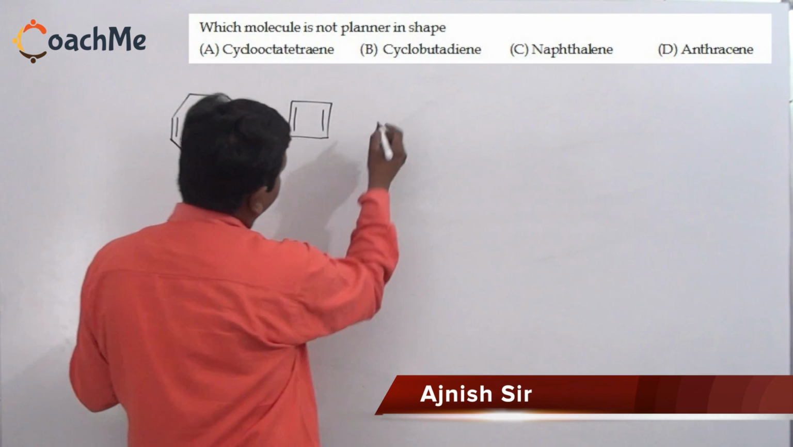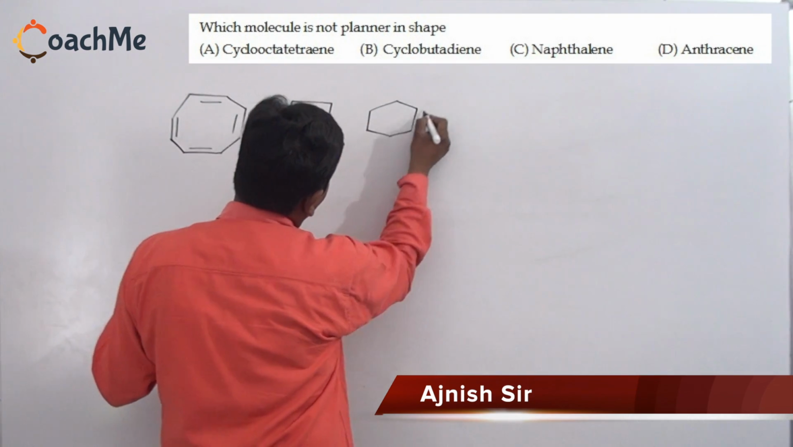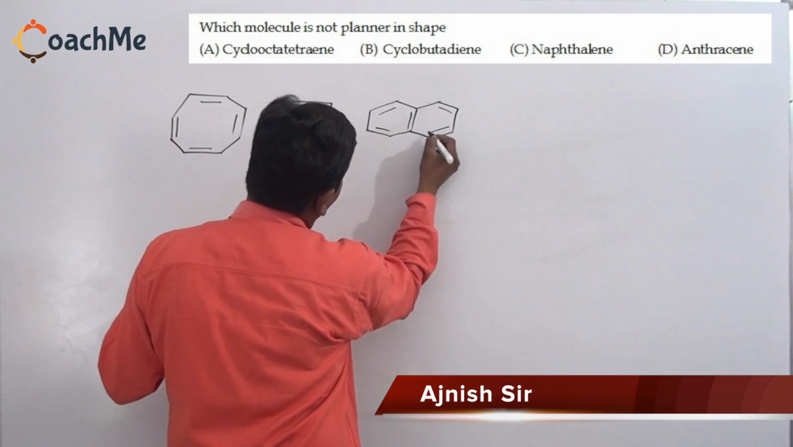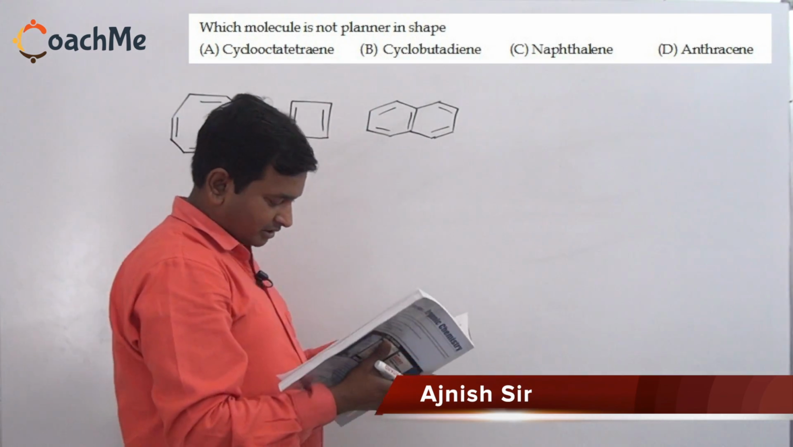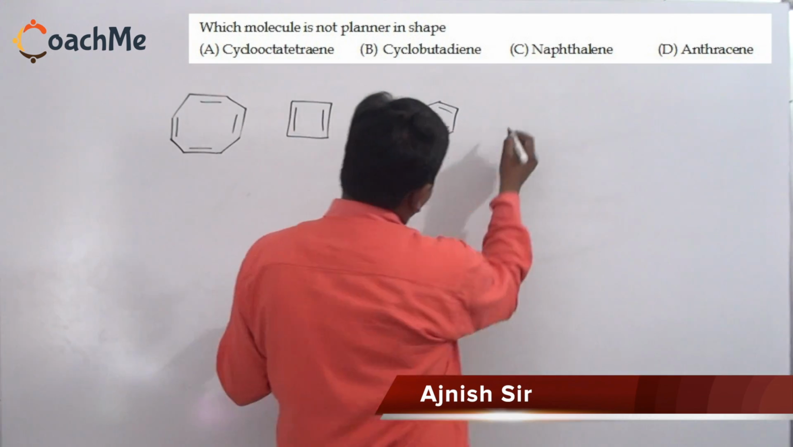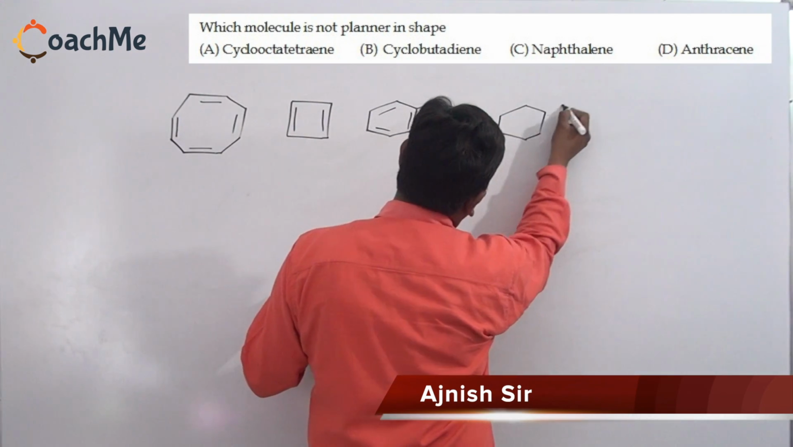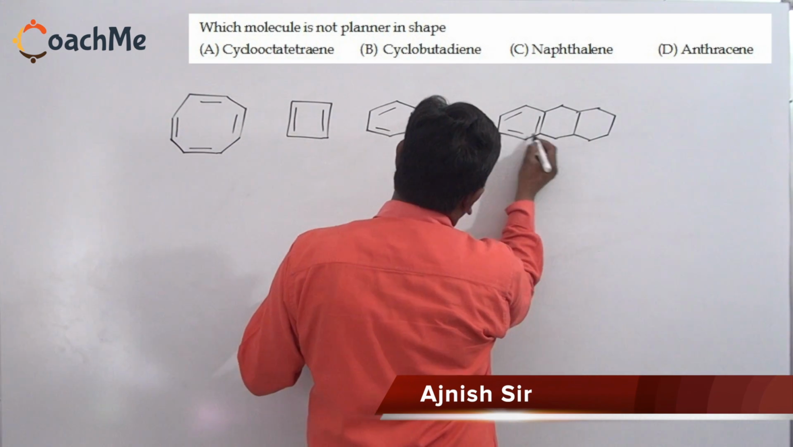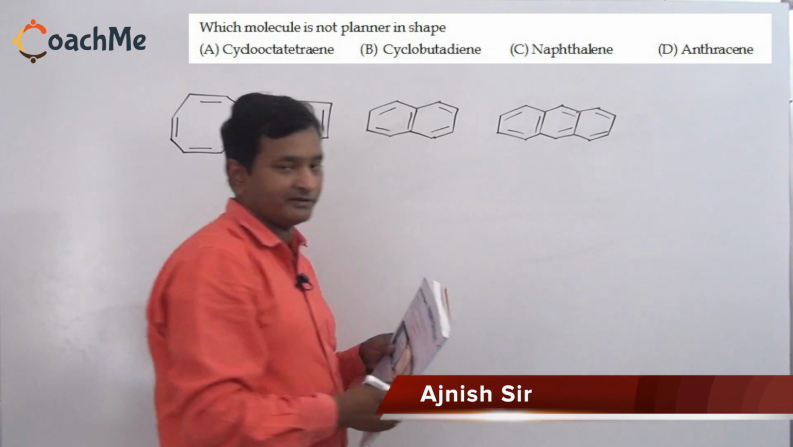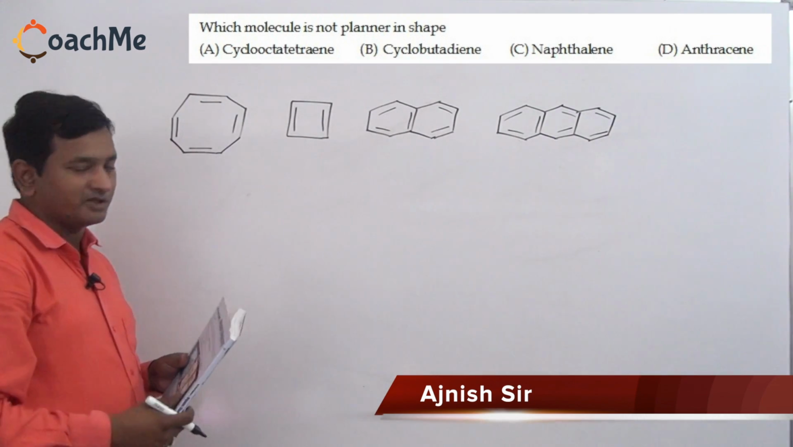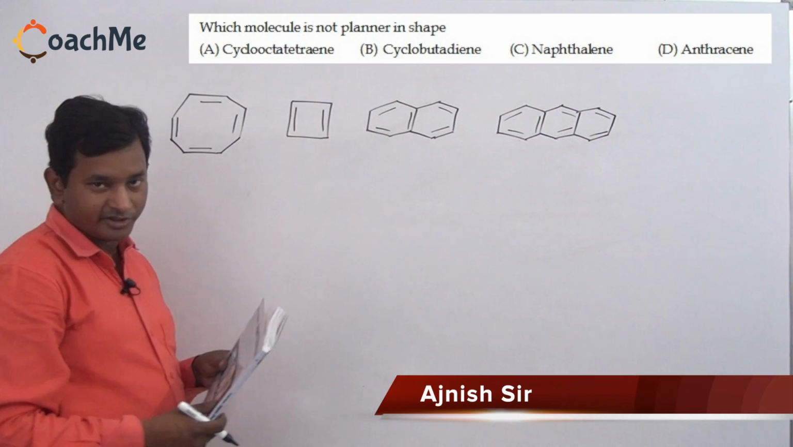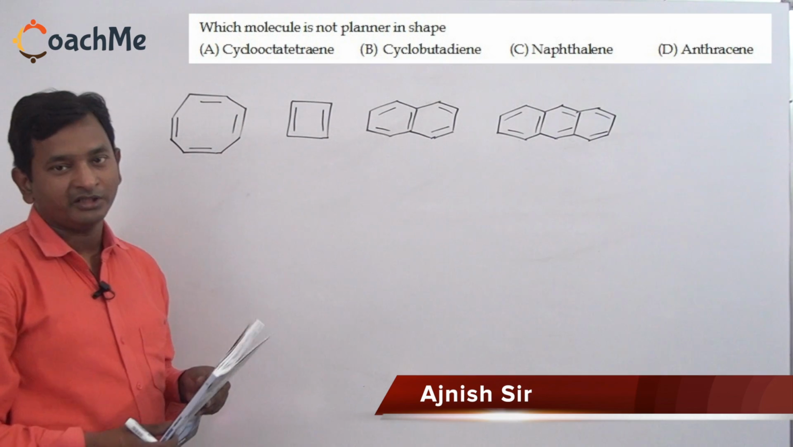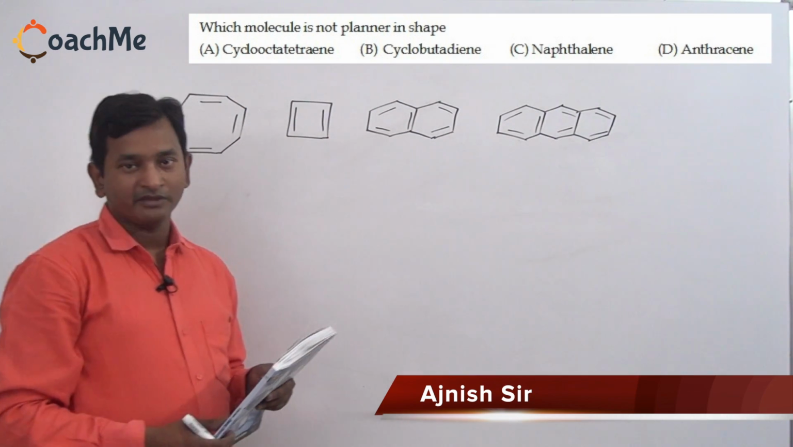C, naphthalene. The structure of naphthalene will be like this. This is called naphthalene. And last, the option is anthracene. The structure of anthracene will be like this. And this is the structure of anthracene. So the first observation is this: if an atom has sp2 hybridization, then it will be planar in nature.